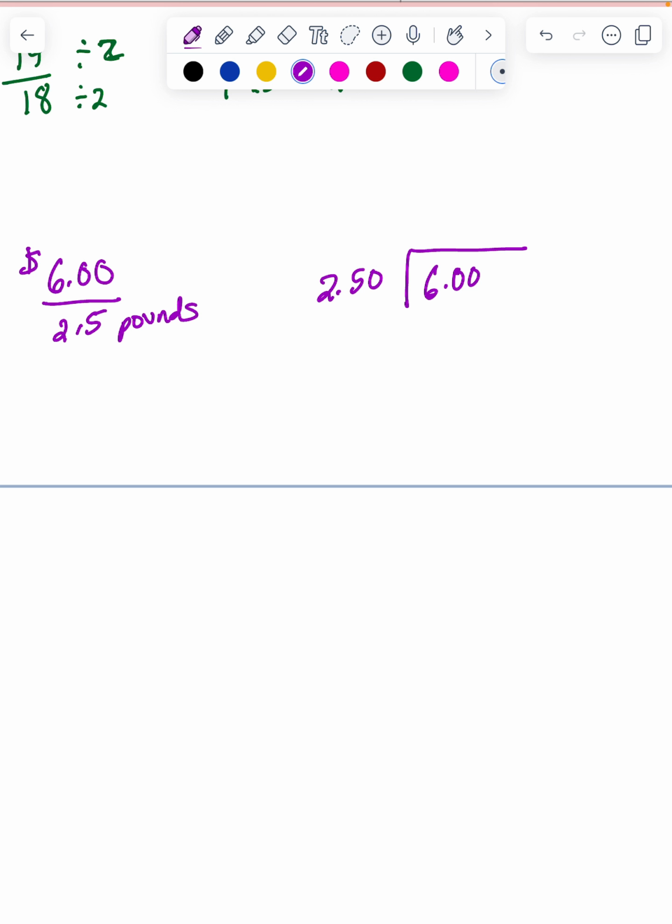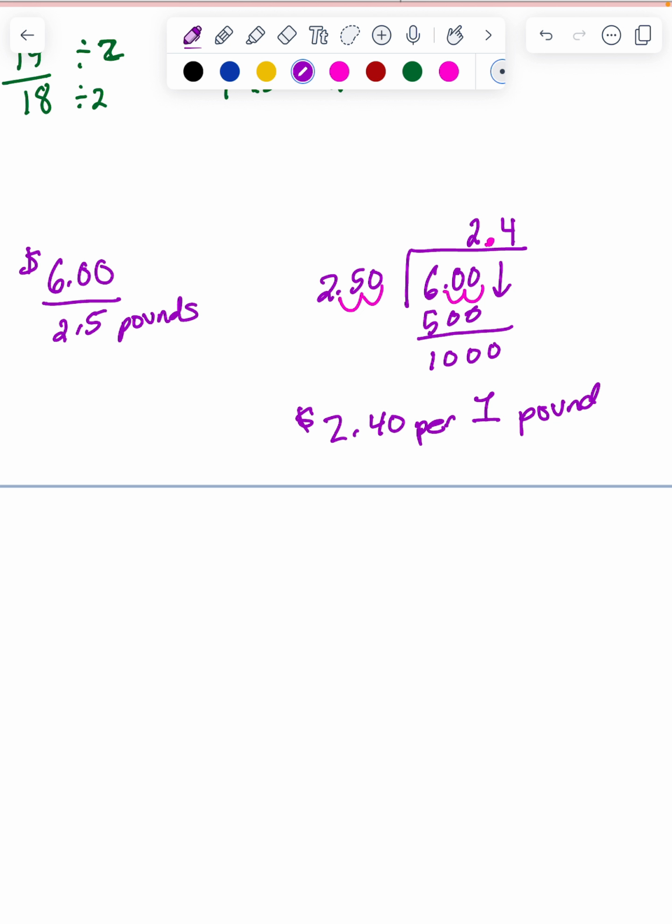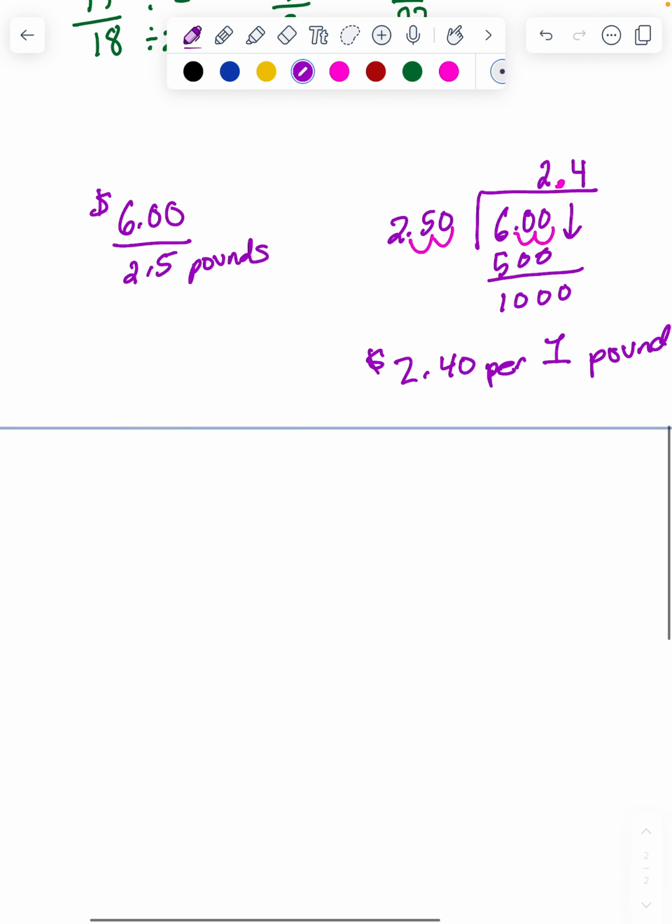$250 goes into 600, and what I would do is move the decimal here and here and here and here. My decimal would be here, and that would be 2, 500. 100, drop down 1,000. How many 250s in 1,000? And that would be 2.4. So that would be $2.40 per 1 pound. And that is how you find unit rate. That is very similar to how you would do proportions and simplify fractions also.